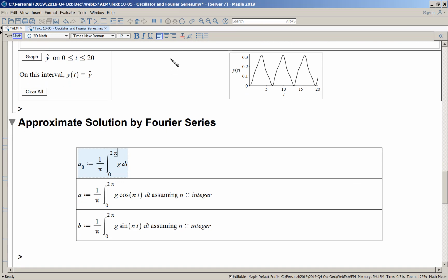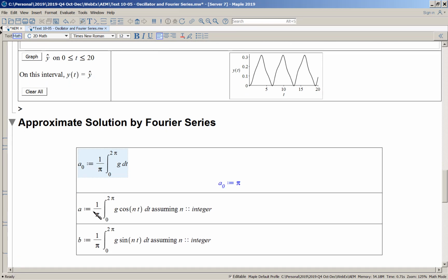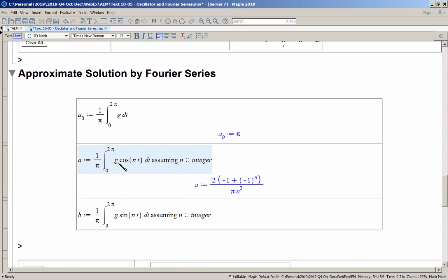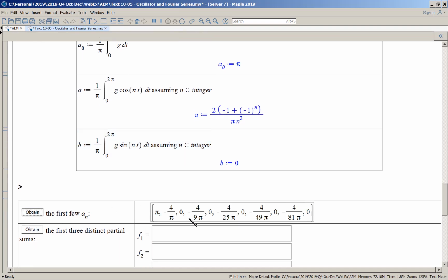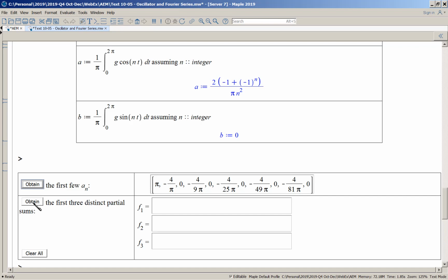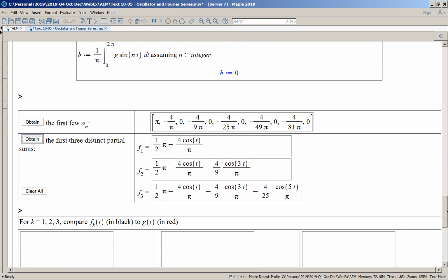Okay, so we need a Fourier series for the driving term. But remember, you need to only integrate over one period. That's why g shows up here. There are the coefficients. Here's a list of the first few. The first one is pi, but then after they alternate, every other one is 0. So here are some partial sums that I'll consider. I'll call them f1, f2, and f3. And then I just add one more term in each case.